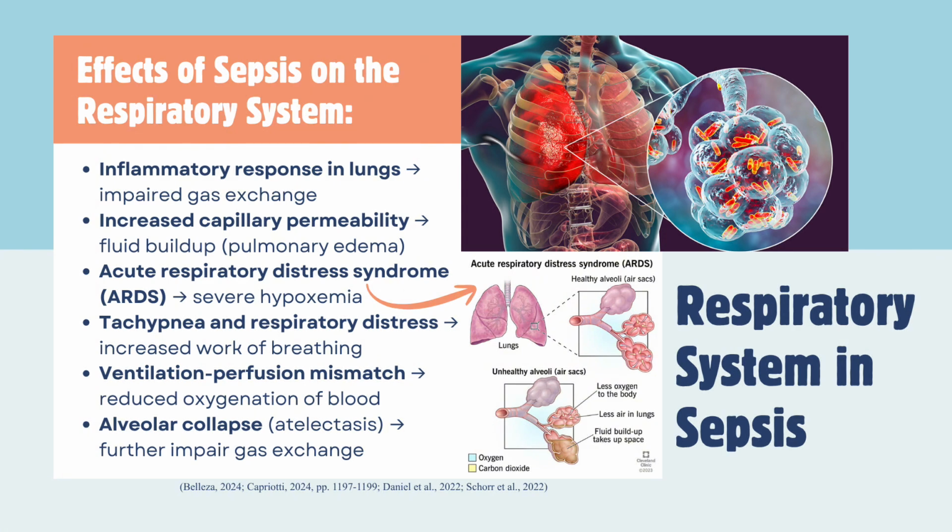which is often difficult to correct. Patients may also exhibit tachypnea and signs of respiratory distress as the body attempts to compensate for low oxygen levels. In addition, ventilation perfusion mismatch occurs, meaning airflow and blood flow in the lungs are not properly aligned, which further reduces oxygenation. In severe cases, alveolar collapse or atelectasis can develop, significantly worsening gas exchange and contributing to respiratory failure.